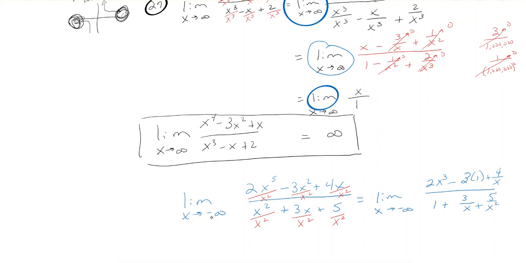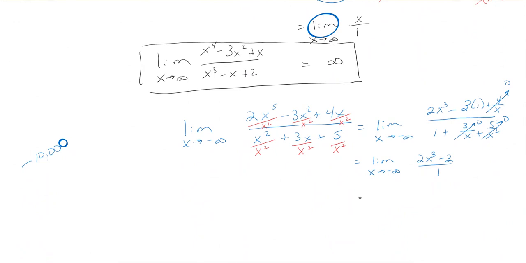Now remember, x is going off to some really big negative number, so it might be like negative 10,000. So 4 over a negative 10,000 is going to be really close to 0. Now it's maybe the negative side of 0, but it's still going to be close to 0. 5 over a negative 10,000 squared is going to be even closer to 0. 3 over negative 10,000 is close to 0. Everybody with me so far? So this gives you the limit as x goes to negative infinity of 2x cubed minus 3 over 1. Well, that is 2x cubed minus 3, so we have 2 times negative infinity cubed minus 3. Are you okay with that?